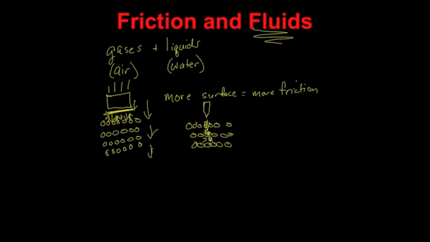So the resistance, the fighting back, the Newton's third law, is reduced. So not as many molecules are pushing back on the surface of the object. All right, over here, in this example, you would have 1, 2, 3, 4, 5, 6, 7 molecules pushing back on that block. Here you would only have 2 molecules for every layer of fluid. Okay, so the less surface area when we talk about fluids equals less friction.